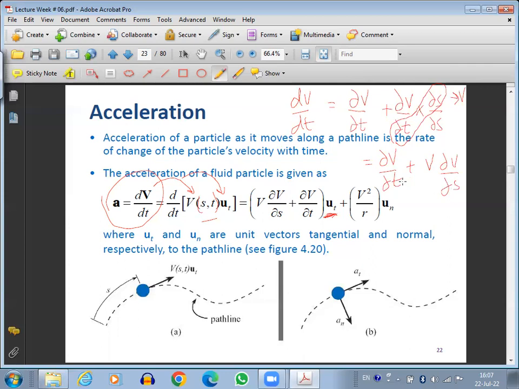Do you understand what I did? I split dv by dt into two parts, ∂v/∂t and ∂v/∂t. But I have to include ∂v/∂s. So for one of the parts I multiply by ∂s/∂s. ∂s/∂s is 1. You multiply anything by 1, it does not change anything. But now I can rearrange it, because ∂s/∂t is the velocity, and ∂v/∂s has now come in the equation. So dv by dt can be written as ∂v/∂t plus v ∂v/∂s.